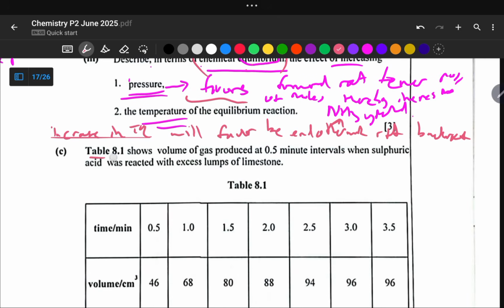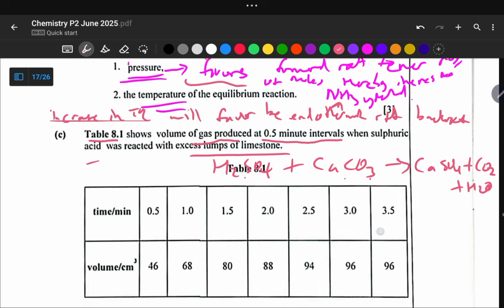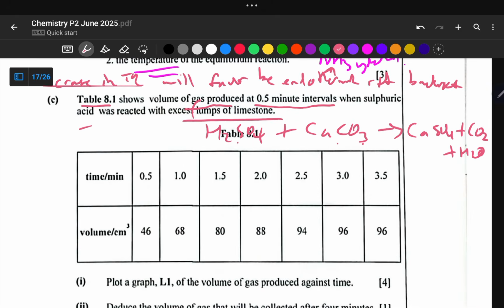So number C says table 8.1 shows the volume of a gas produced at 0.5 minute interval when sulfuric acid is added to the lumps of lime. So limestone, it is calcium carbonate. So you are given the reaction between sulfuric acid and limestone. So we said carbonate plus acid, we are going to have salt, which is calcium sulfate, plus carbon dioxide plus water. So you can balance the equation, right? And then we are having lumps.